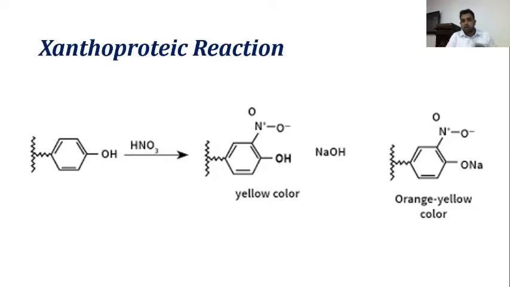Okay, so let me ask one question. If you, as a biochemistry student or a student who studied biochemistry, are given a sample to identify proteins or distinguish a protein sample from other biological samples, what do you use? Are you going to use xanthoproteic test or biuret test?